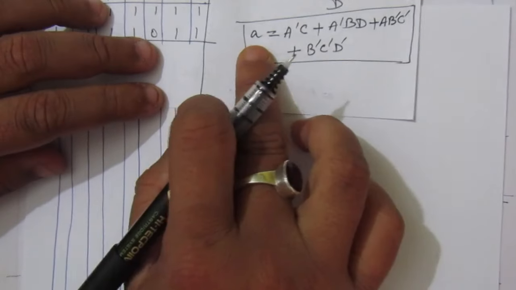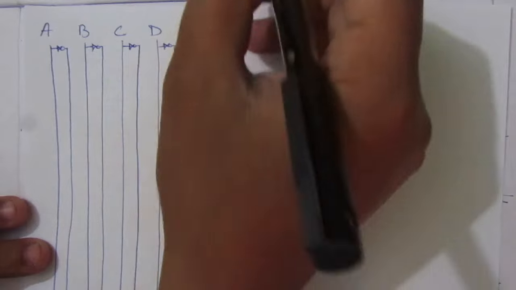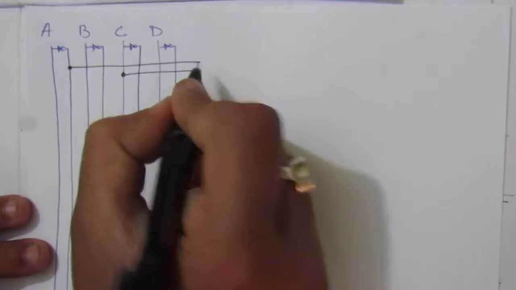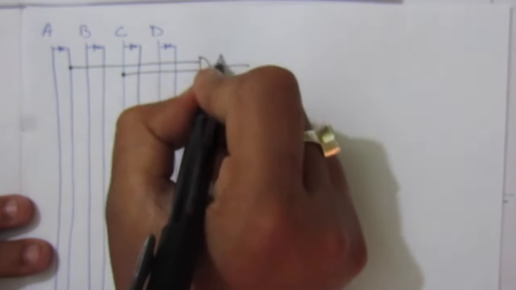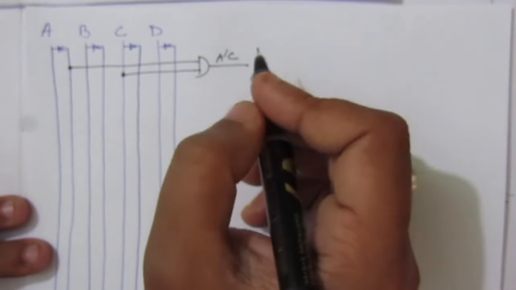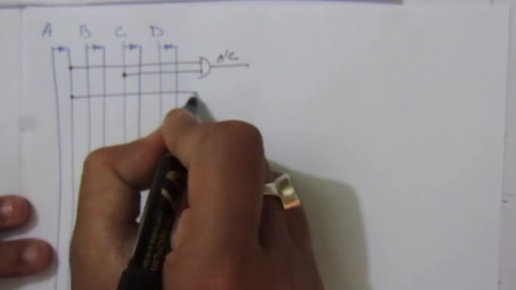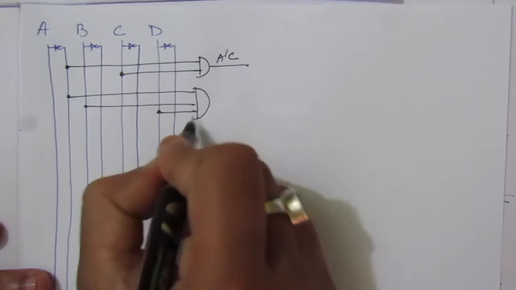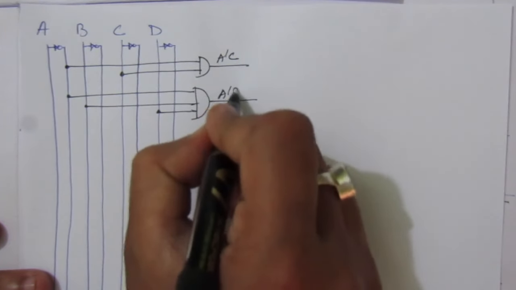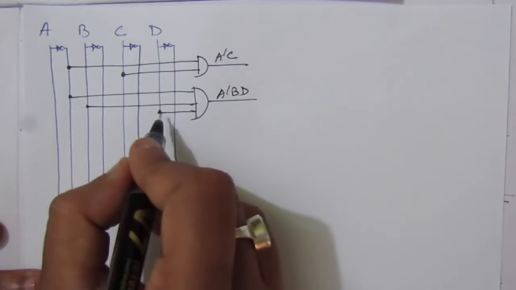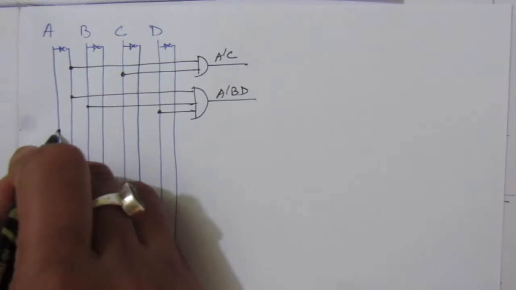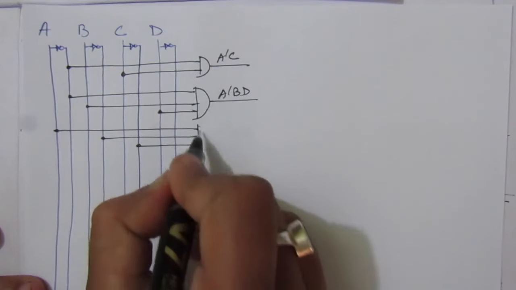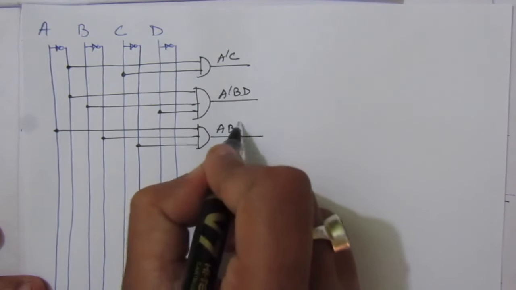So first of all, small a is A bar C plus this expression. The first one is A bar and C, multiply, so you'll get A bar C. Then we have A bar B D: A bar, B and D, so you get A bar B D. Then we have A B bar C bar: A, B bar and C bar, and you will get A B bar C bar.